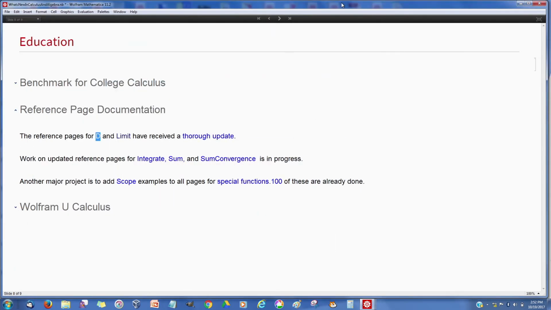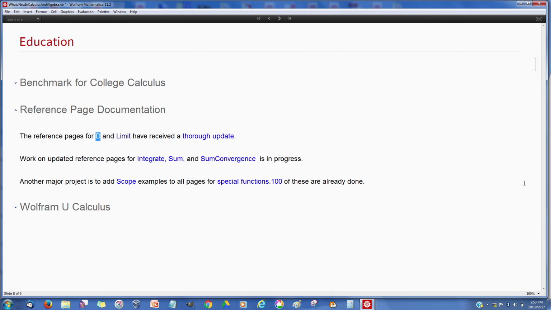And coming up, Integrate in version 11. So we had D in 11.1, Limit in 11.2, Integrate in 11.3, Sum in the version after that, and Sum convergence in the version after that. And meanwhile, we also added probably 2,000 examples to the page for special functions. We've done 100 of them. We'll do 150 more in a few months. And so you should have pretty much a complete refresh of all calculus documentation in the next 1 year or so.